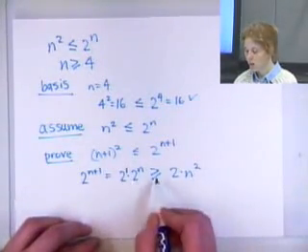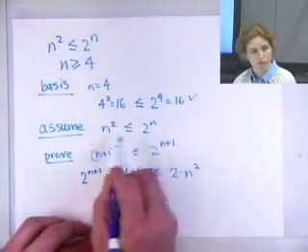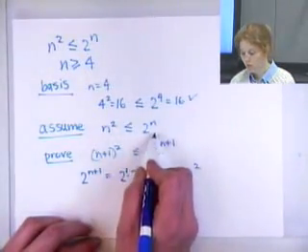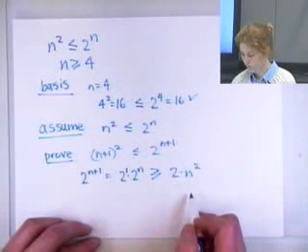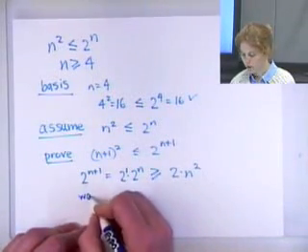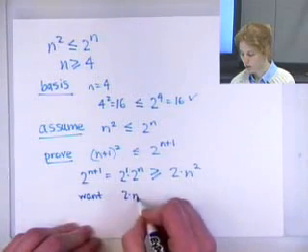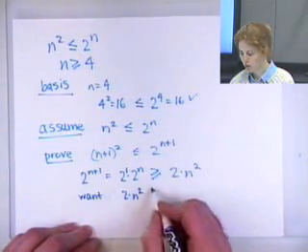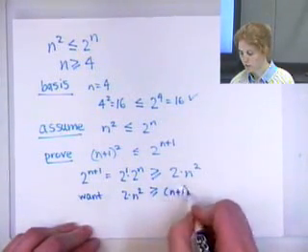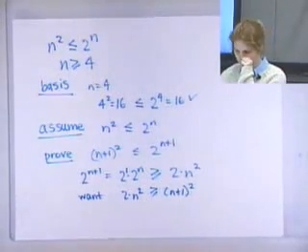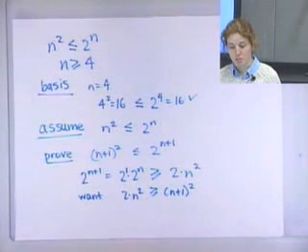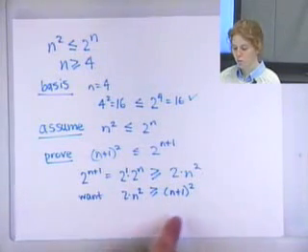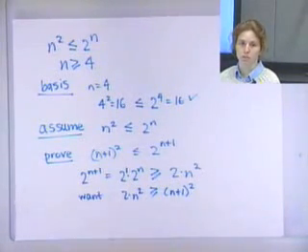Okay? Then if I multiply 2 to the n times 2 on both sides of the assumption, I get 2 times 2 to the n is bigger than or equal to 2 times n squared. So I want 2 times n squared to be bigger than or equal to n plus 1 quantity squared. And then I would be done, because I would have 2 to the n plus 1 bigger than n plus 1 squared.